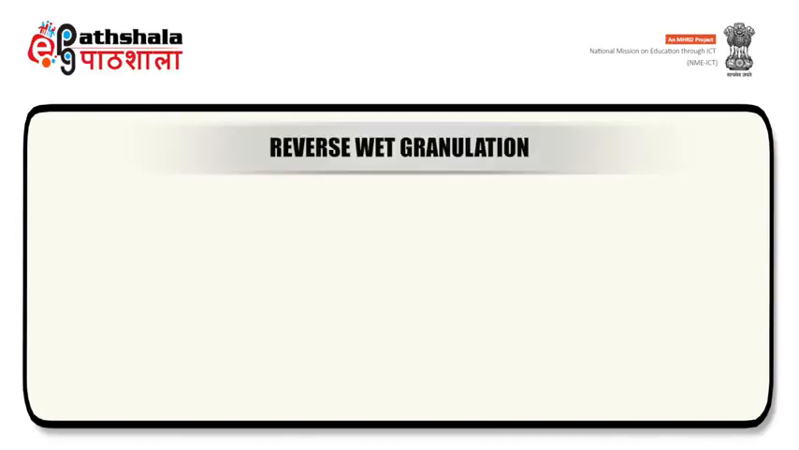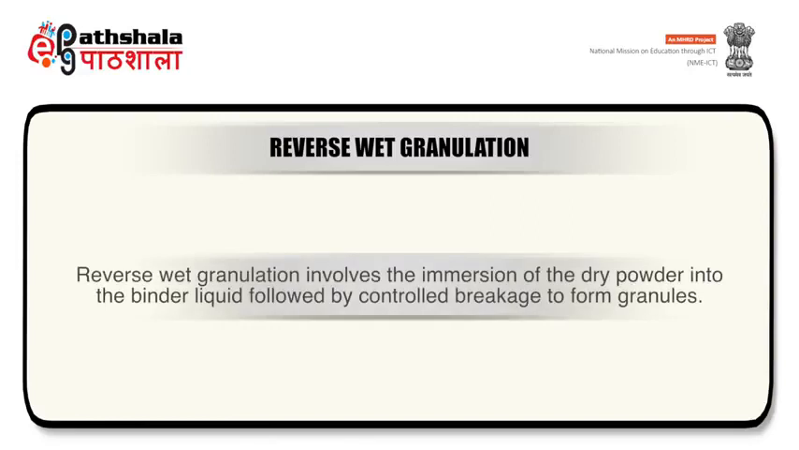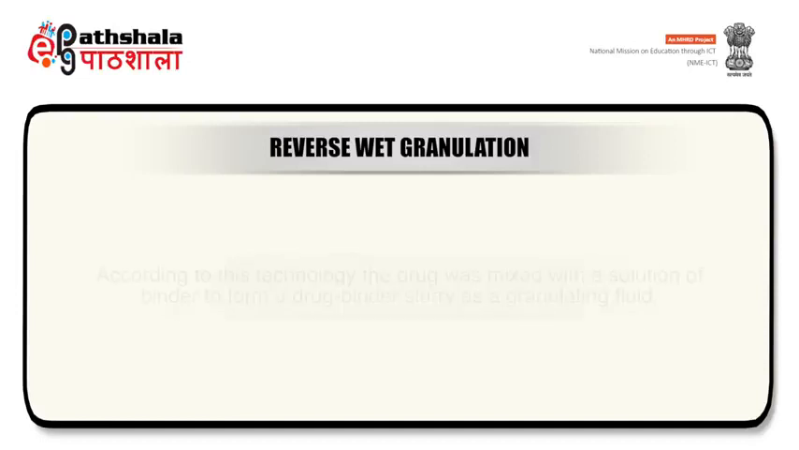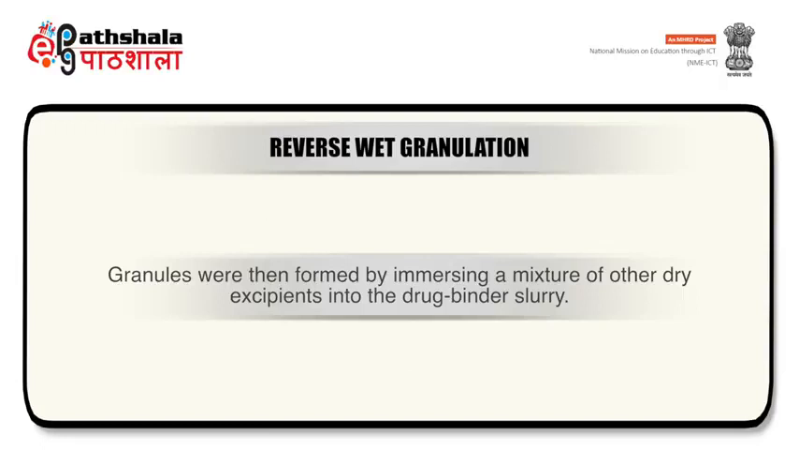Now let us discuss reverse wet granulation. Reverse wet granulation involves the immersion of the dry powder into the binder liquid followed by controlled breakage to form granules. According to this technology, the drug was mixed with a solution of binder to form a drug binder slurry as a granulating fluid. Granules were then formed by immersing a mixture of other dry excipients into the drug binder slurry.